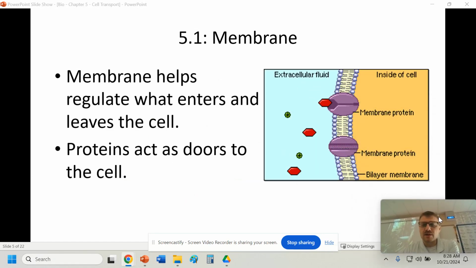Now, these membranes help regulate what enters and leaves the cell. You can see here, these proteins can act as doors to the cell, but they regulate what enters and what leaves the cell. We want to make sure we have the good things entering, and anything that's bad or not needed, we can expel from the cell. The membrane and the membrane proteins help facilitate that.